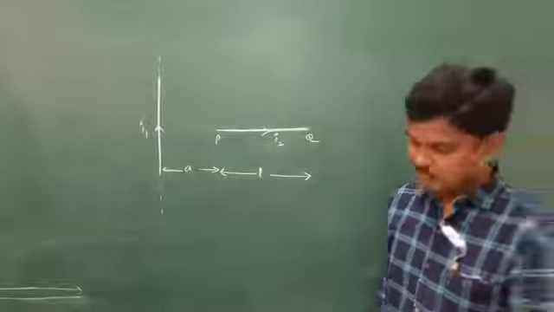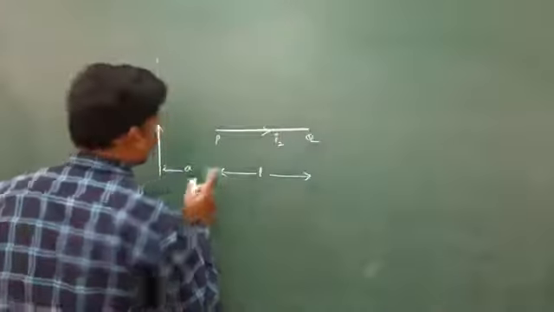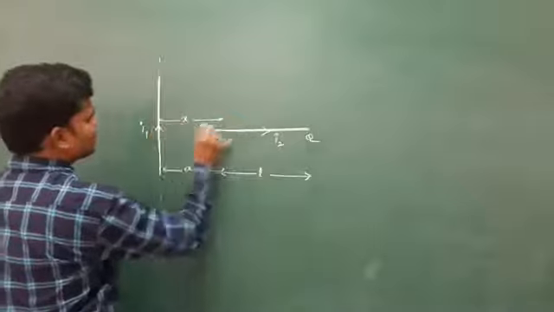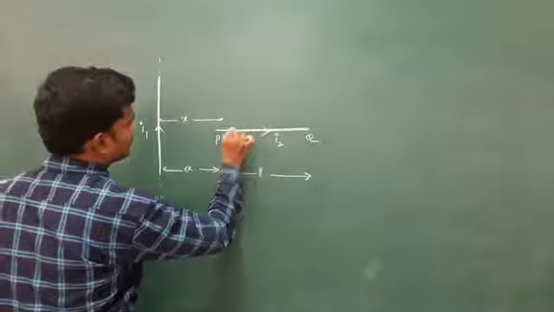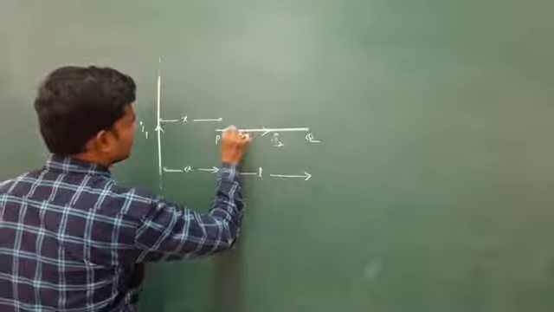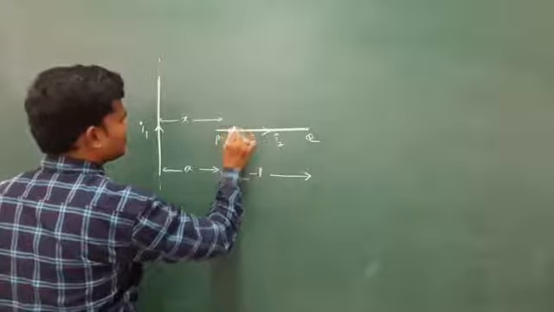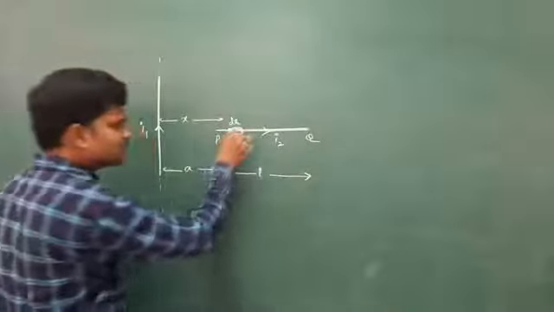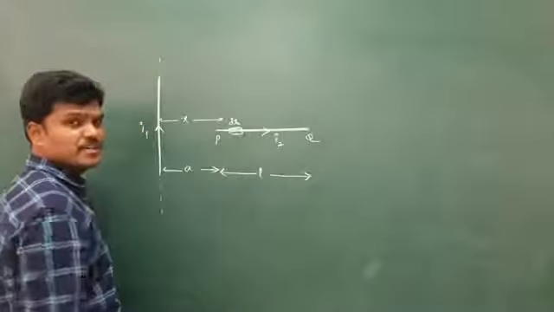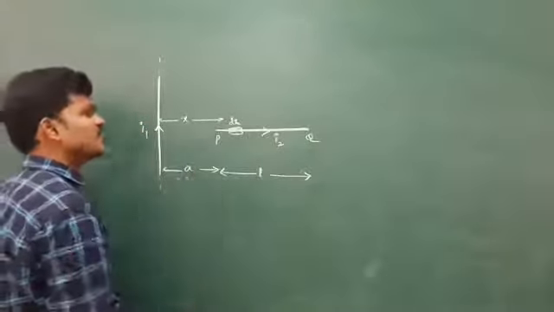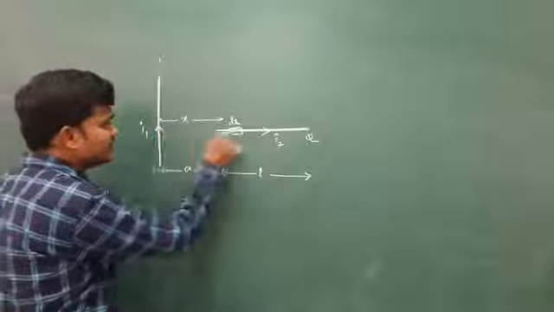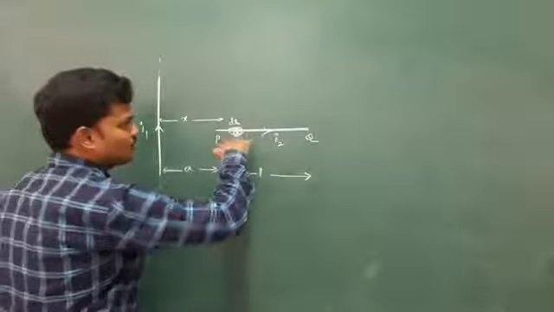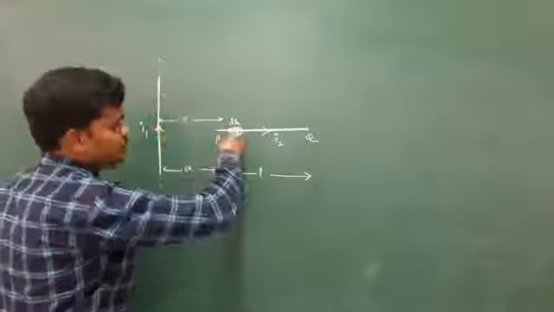See, again to find this, you can go for a small element at a distance of x from the first wire. You take a small portion, and that portion is dx. Identify that this dx will experience some force. Let us see in what direction that force will act. Due to this wire, the field is into the board.